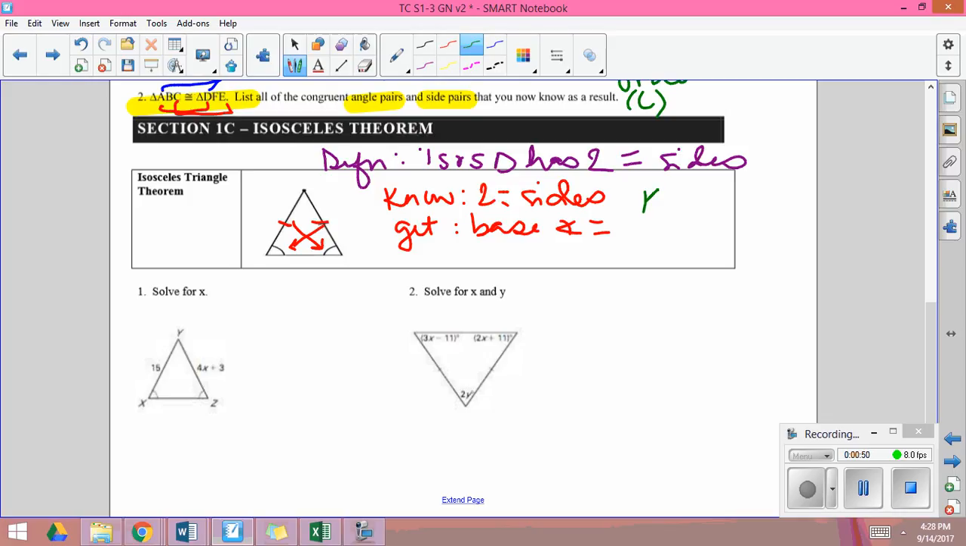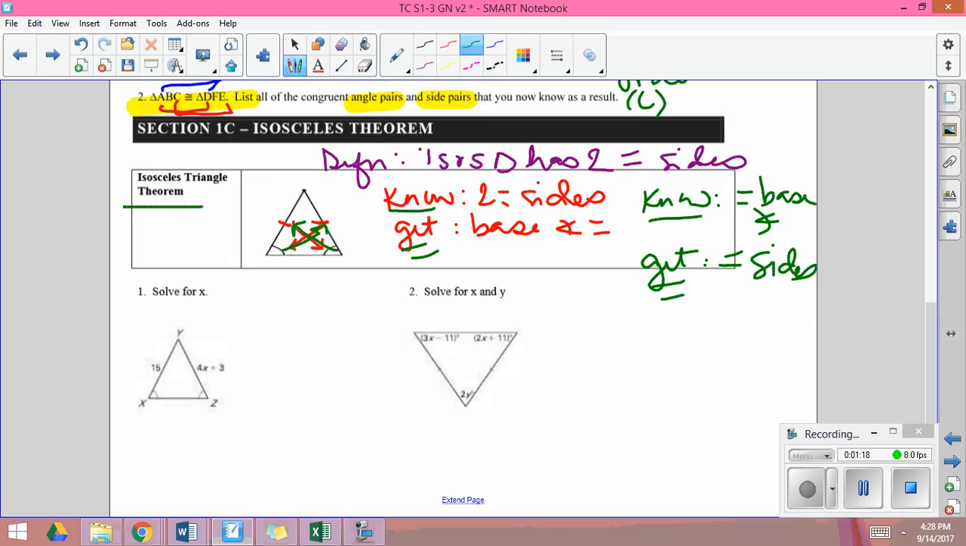Conversely, if you know equal base angles, you get equal sides. So you can actually then run this back and make the conclusion that the sides would be equal. So it's all about what you know first and then what you get. And your reason for being able to say either one of those is the isosceles triangle theorem.